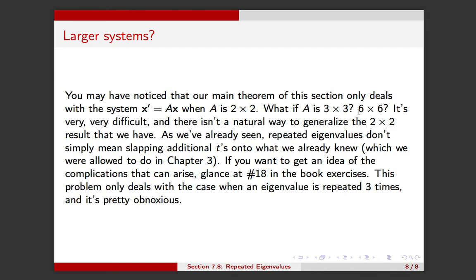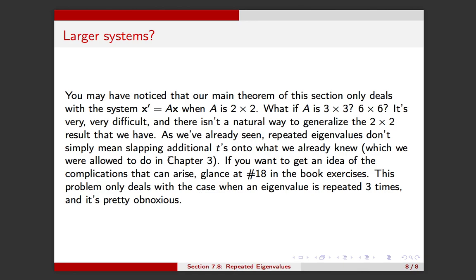So basically the problem here is a 6 by 6 system could have one eigenvalue that's repeated twice and another one that's repeated 4 times. And the one that's repeated 4 times, that might only have one family of eigenvectors, or 2 families, or 3 families, or 4 families. It's just a mess. Anyway, the linear algebra is a mess. So we're not going to deal with larger systems with repeated eigenvalues.